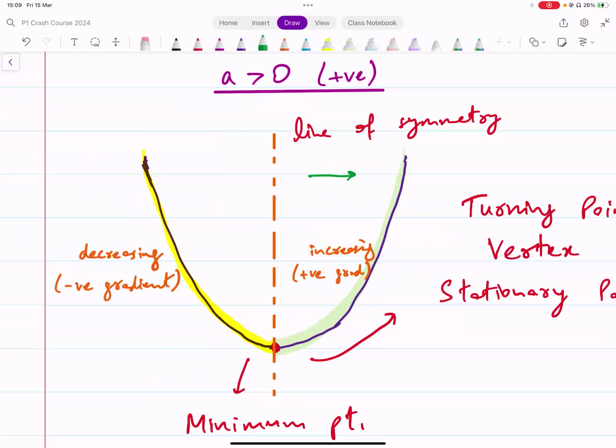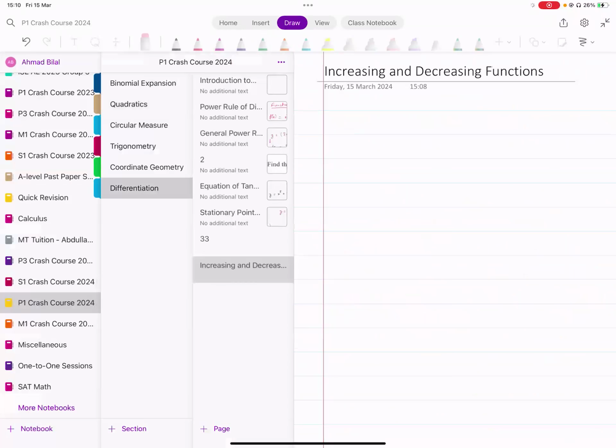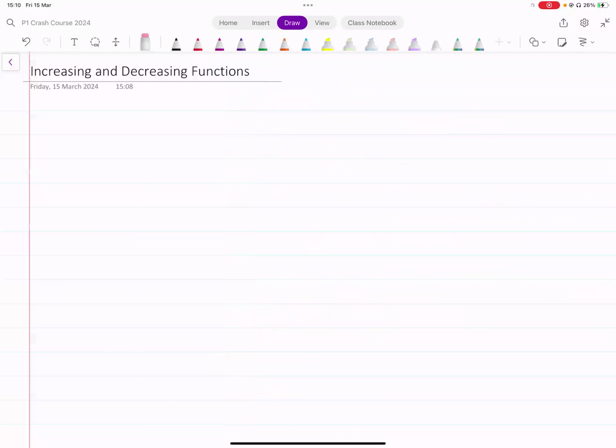If you look at the right side of the turning point, as you go from left to right, the graph is increasing. The graph is going upwards. Okay, so this part is called increasing, where the gradient is positive. That's the same concept that we have here.